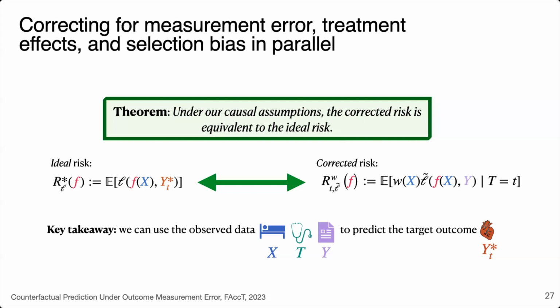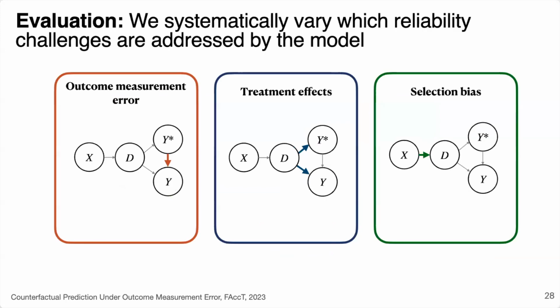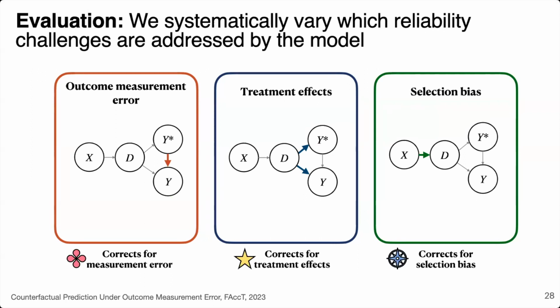And at this stage, you might be wondering, what is the relative impact of outcome measurement error, treatment effects, and selection bias, and how important is it to correct for these with our approach? We address this question through our evaluation by systematically varying which reliability challenges are being addressed by a model. You can see here, we construct a modeling setup where we correct for outcome measurement error, one where we correct for treatment effects, and then also an additional one in which we correct for selection bias. And we can combine these corrections in various ways to see the relative improvement in our performance and reliability as we add additional corrections for these three different challenges.